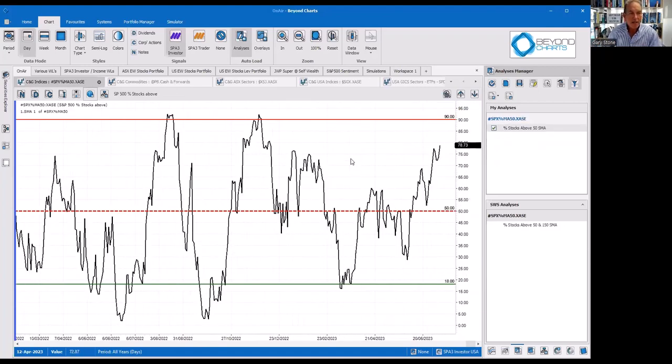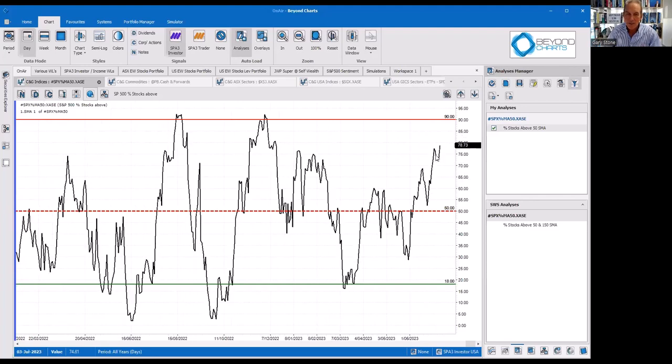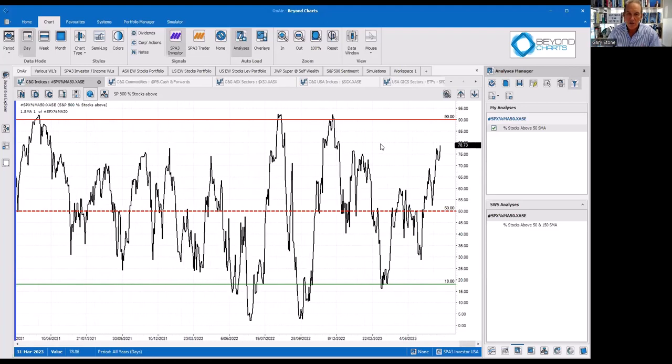Another breadth of market indicator is the number of stocks in the S&P 500 that are above their 50-day moving average. And you can see this is getting up to 78%. Now, this can be used as a contrarian indicator. So we had extreme weakness down here back in June of 2022 and again in September of 2022. It would have been brave to take positions based just on this indicator.